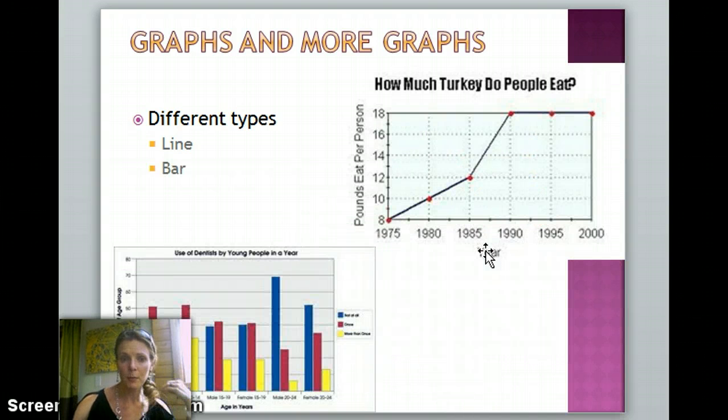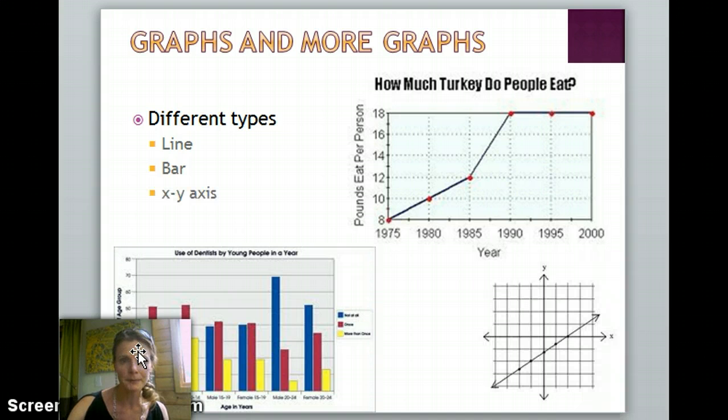Another type of graph is a bar graph. So one right here, you'll notice that there's many different things, and it's hard to read because it's really small, but age in years, and then percentage of age group. And we're talking about use of dentists by young people in a year, okay? And it's showing different things, and you can see there's a key over here, but this bar graph is again organizing data into something that we can more visually see and understand, as opposed to just throwing this information out in a bunch of words and numbers, right? We want to have something a little bit more easily read and friendly to read, okay?